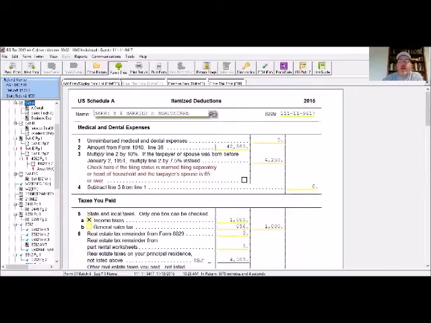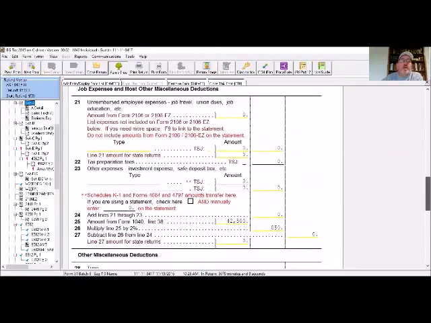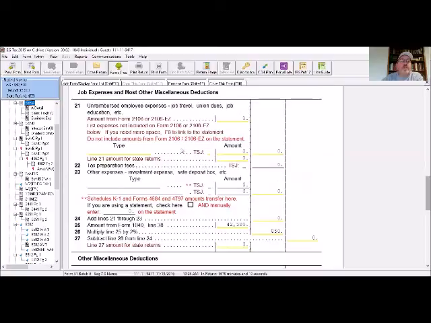okay? Now, the other thing that could end up in here is for teachers, okay? If we have teachers, they get the $250 adjustment to income that we'll cover next week. But this one is also for a spot where teachers that have over the $250 of classroom expenses. Typically, they would be reimbursed, okay?